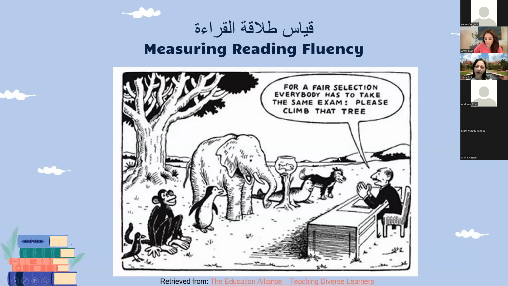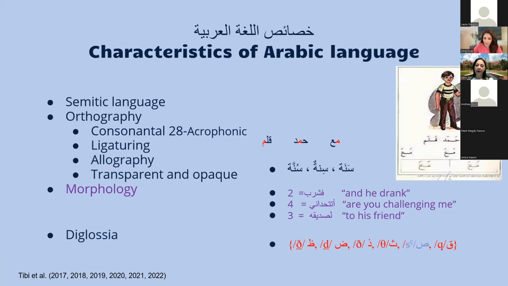Measuring reading fluency. I have inserted this cartoon over here where a person is asking the animals to climb a tree. All of them are asked to climb the tree. So they all have to undergo the same exercise or test. But in reality, this is a little bit funny because the way we measure fluency in Arabic should differ than the one in English. In English, they use the CWP, correct words per minute method, sometimes in 45 seconds, but this should not be applicable to Arabic.